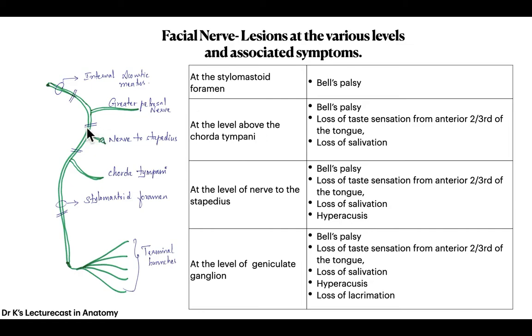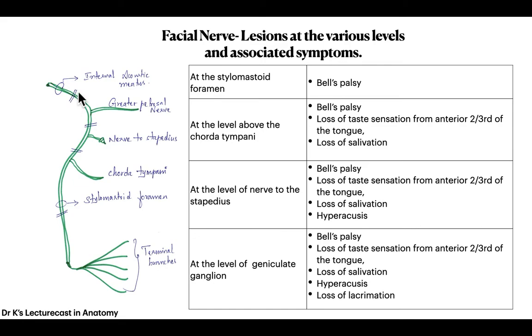What happens if there is a lesion above the branch to the nerve to stapedius? Whenever there is excess sound, the stapes vibrates. The stapes is a bone, but stapedius is a muscle controlling the vibration of the stapes. So even a small sound will be heard as a loud sound. That is called hyperacusis, that condition. So add Bell's palsy, loss of taste sensation and salivation, and add hyperacusis.